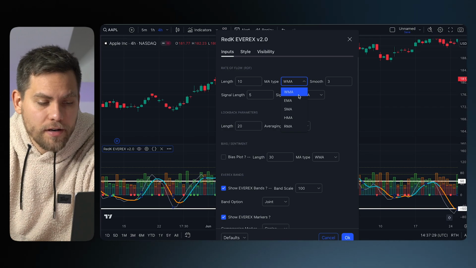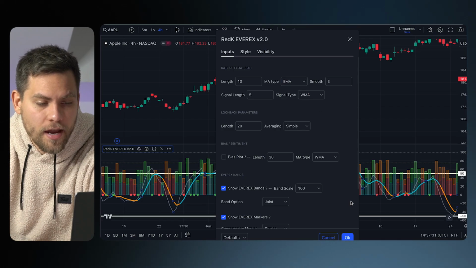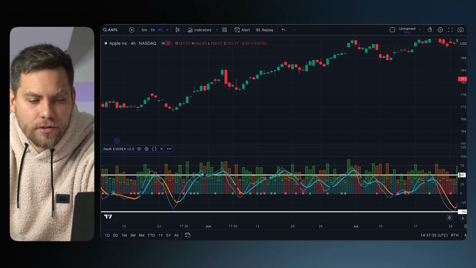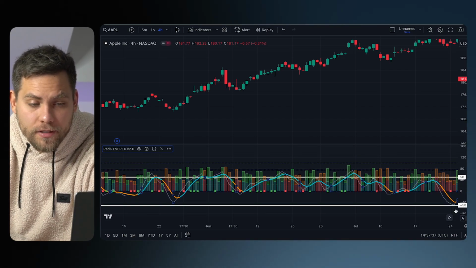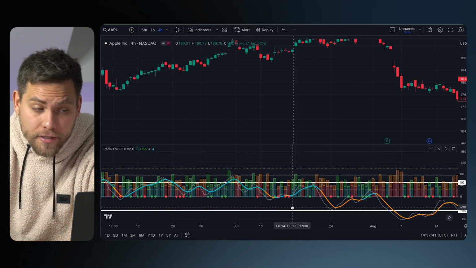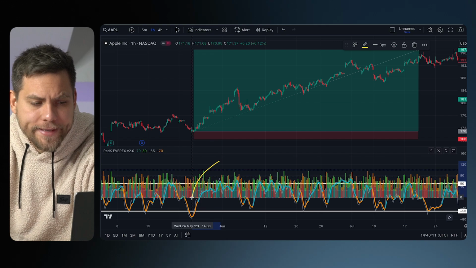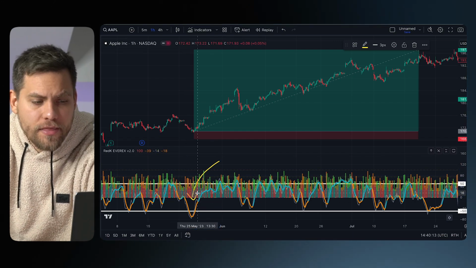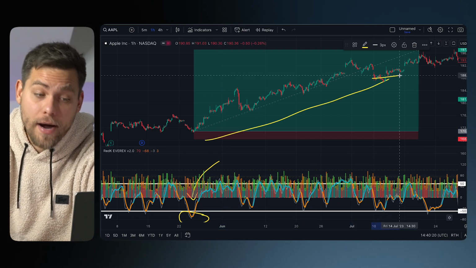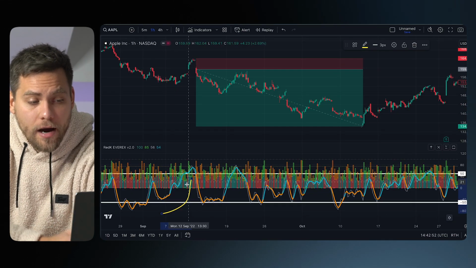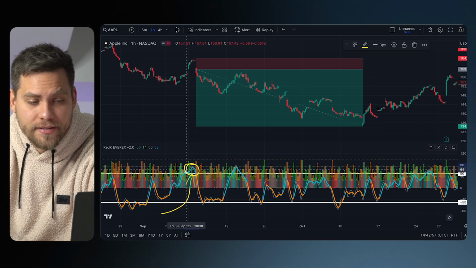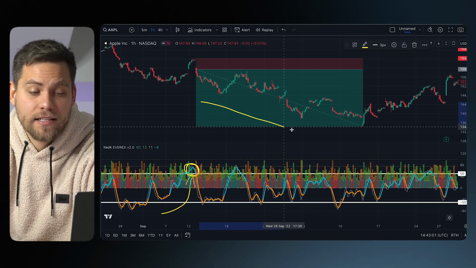In the settings part, we need to change the MA type to EMA, and also we need to add two horizontal lines, one at 50 and one at -50. This strategy is pretty simple. When both lines are under -50 and the smooth line crosses upward over the signal line, it means a buy signal. When both lines are above 50 and the smooth line crosses under the signal line, it means a sell signal.